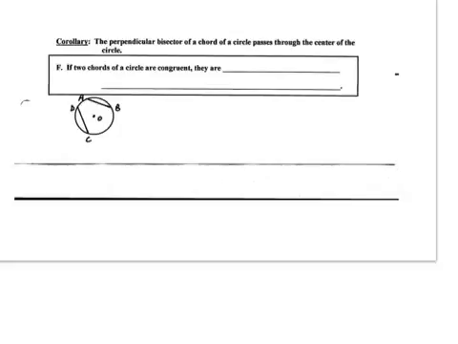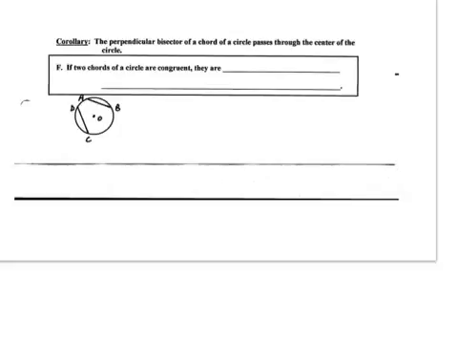So a corollary to that is this, the perpendicular bisector of a chord. If a chord has a perpendicular bisector, it's going to pass through the center of the circle. It has to. And that is another way that we can actually find the center of a circle. And we'll talk about that in class.